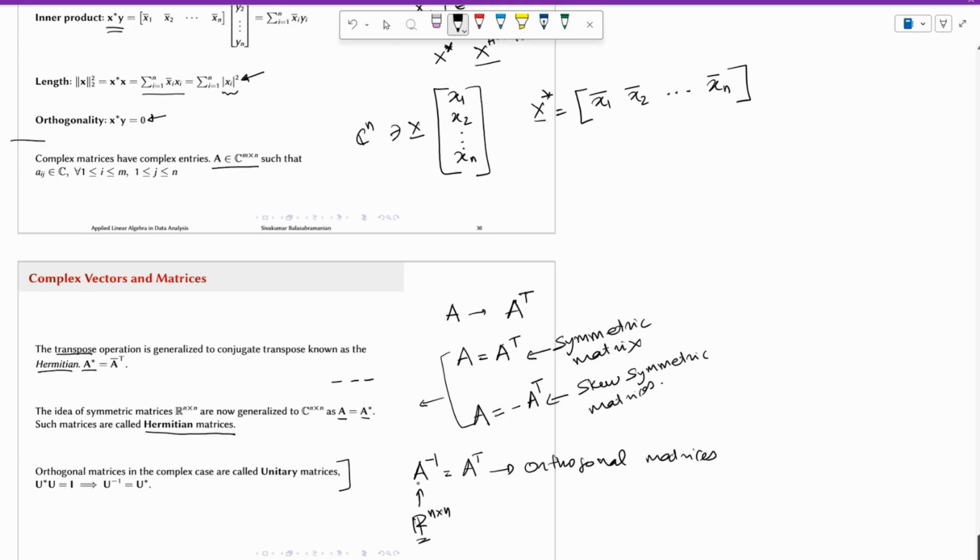But if you had a matrix U, which was a C n cross n matrix, and if U inverse was equal to U Hermitian, then we say these are unitary matrices. Unitary matrices and orthogonal matrices are essentially the same idea, just like Hermitian matrices are the same as symmetric. Right, that's all I wanted to say.